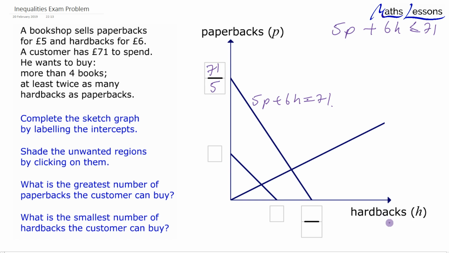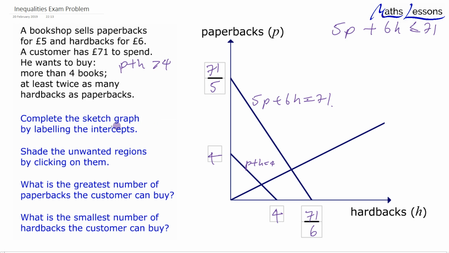If we're on the hardbacks here, we will find this crosses here where p is 0. So if p is 0, we've got 6h equals 71, so this is 71 over 6. He wants to buy more than 4 books. So this means that p plus h must be greater than 4, and that's this inequality here. The boundary value is p plus h equals 4, this line. When h is 0, p will equal 4, and when p is 0, h will equal 4.